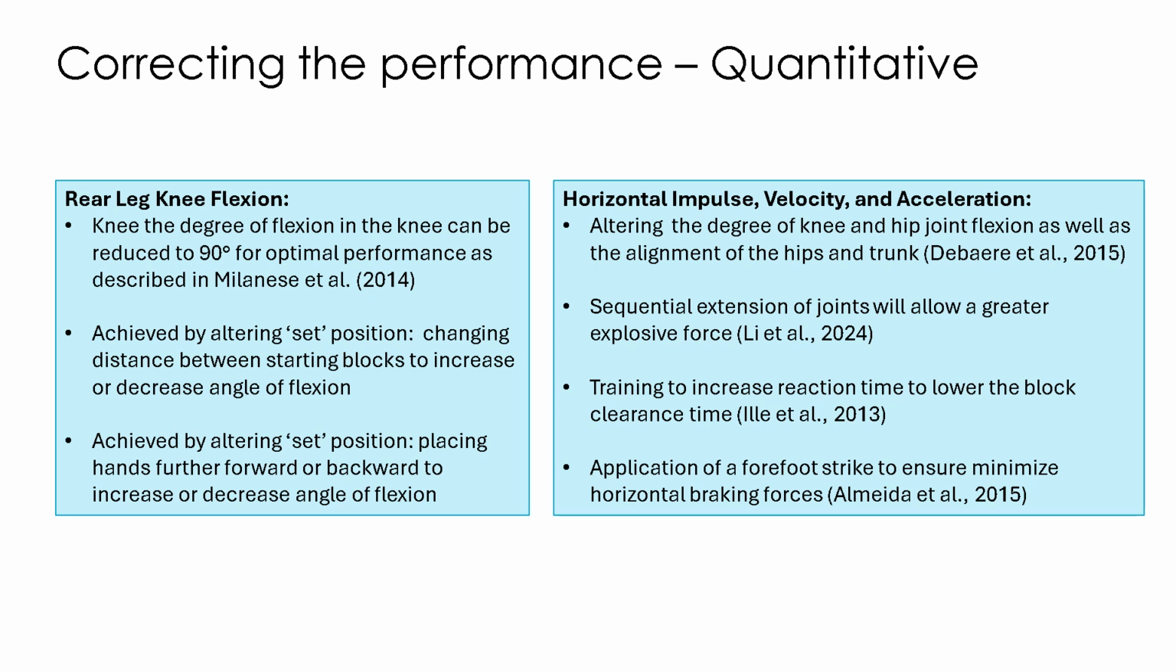Similarly, to improve upon horizontal impulse, velocity, and acceleration, many of the previously discussed corrections to the critical features could be applied. The degree of knee joint and hip joint flexion can be altered in conjunction with the sequential extension of joints to allow for the generation of a greater explosive force. The runner can also train to improve their reaction time, which will help them lower block clearance times. And outside of the set phase and block phase, a forefoot strike can be used to minimize horizontal braking forces in the first stance phase of that sprint.